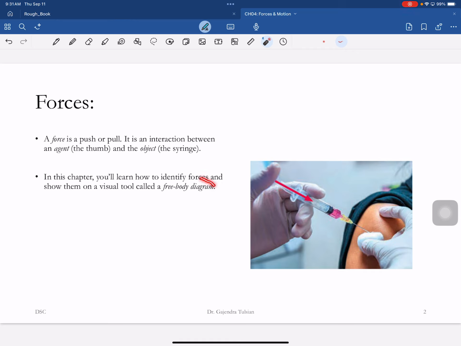We'll study something called a free body diagram, or we'll use free body diagrams. These are just simplified representations of the situation.